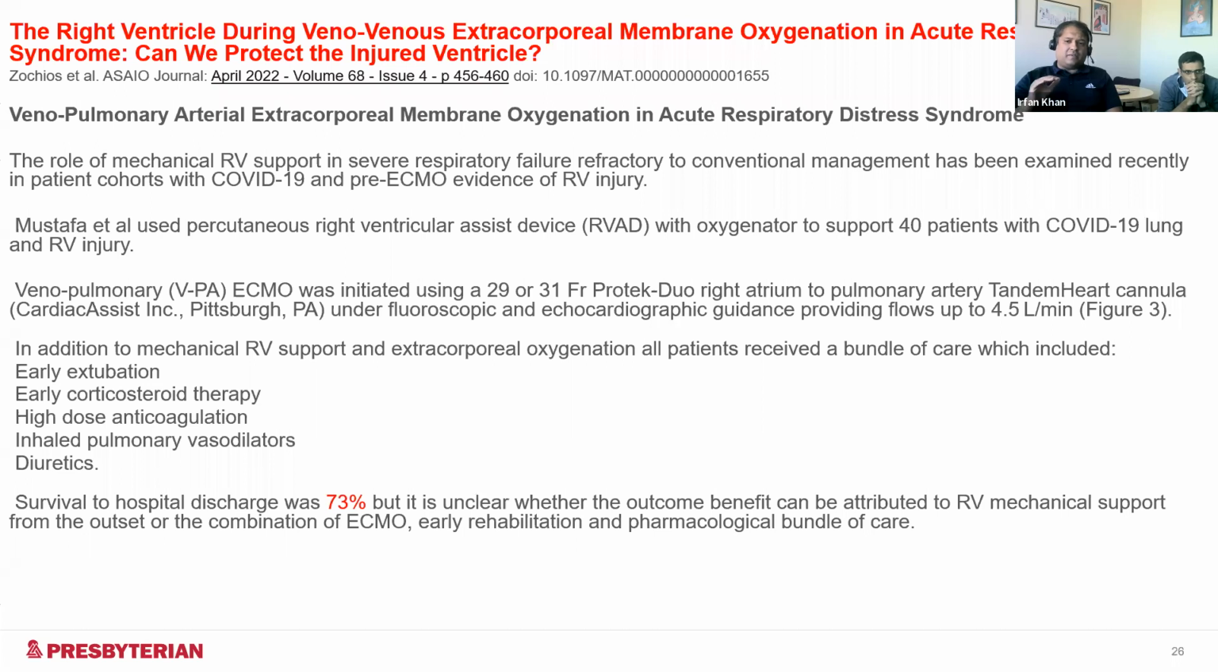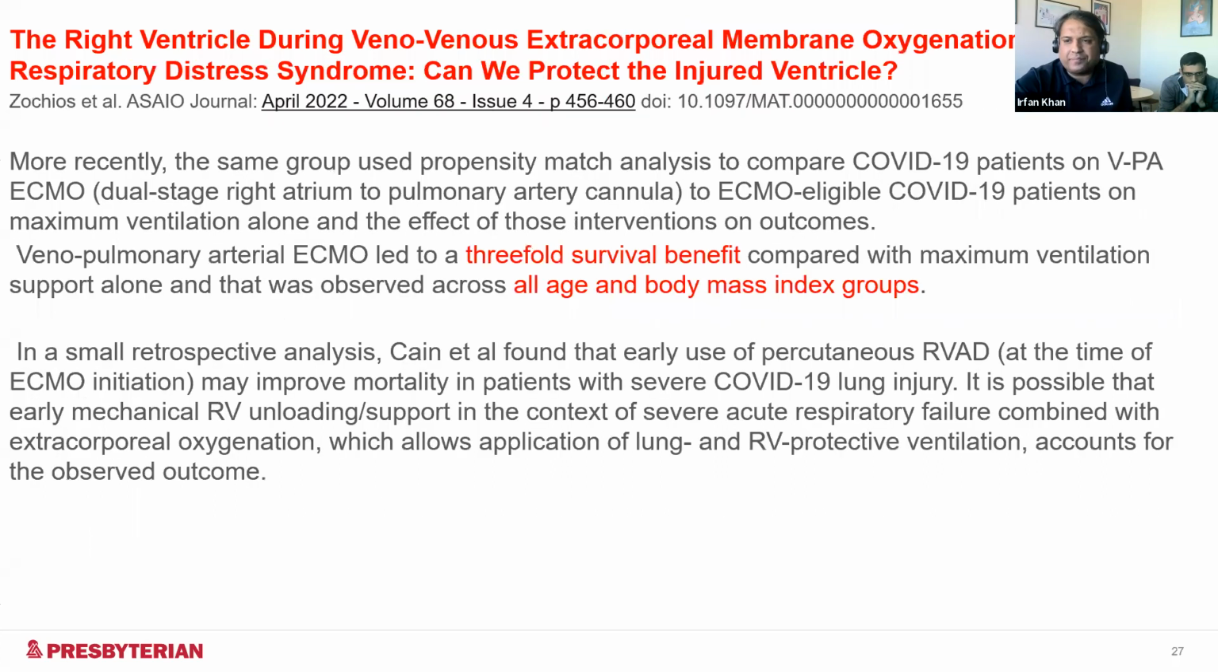Early corticosteroid therapy, high-dose anticoagulation, which again, there's not much recommendation from ELSO, but this is something that they had followed. They had used inhaled pulmonary vasodilators, and they kept up on their diuretic use, mainly to keep the lungs dry. Their survival was obviously 73%.